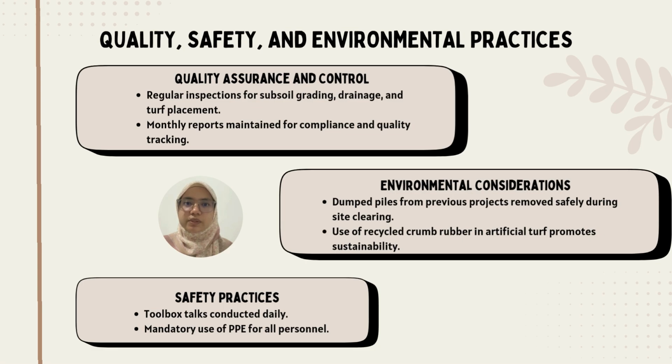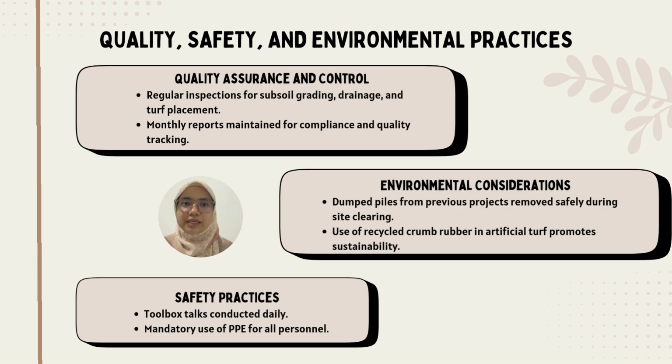Regular inspections were carried out to ensure proper subsoil grading, drainage installation, and artificial turf placement, with monthly reports maintained for compliance. Safety was prioritized through daily toolbox talks and mandatory use of personal protective equipment, which is PPE, for all workers. Environmentally, during site clearing, dump piles from a previous project were removed responsibly. Additionally, using recycled crumb rubber in the artificial grass reflects the project's commitment to sustainability and eco-friendly practice.